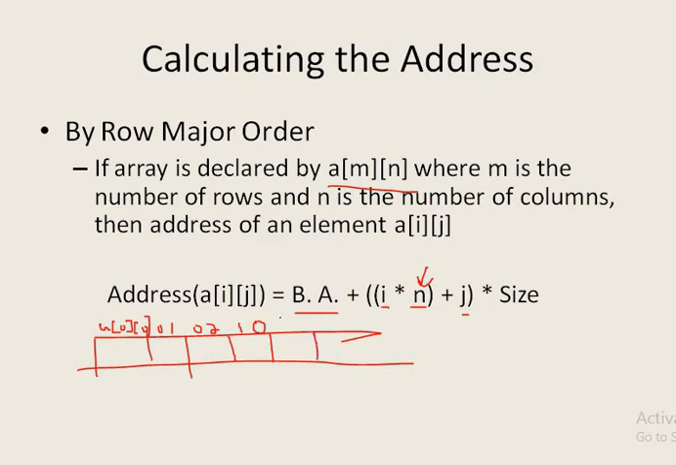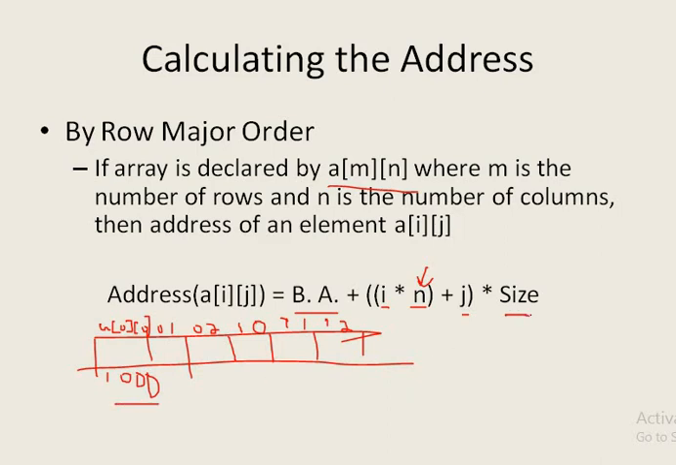Then next element will be 1, 1. Next element will be 1, 2. So this will be followed in order. So these elements are stored in contiguous memory locations, and let the base address of this particular location be 1000. So base address means the address of the first element in the array. So here A of 0, 0 resides at the memory location 1000.